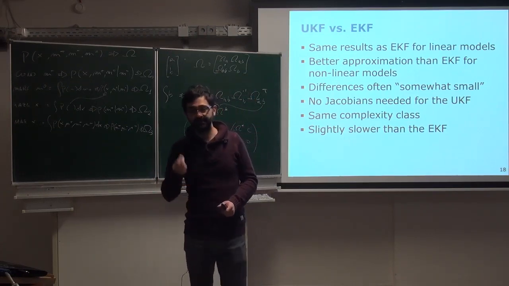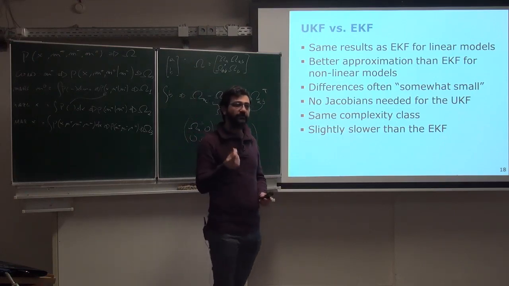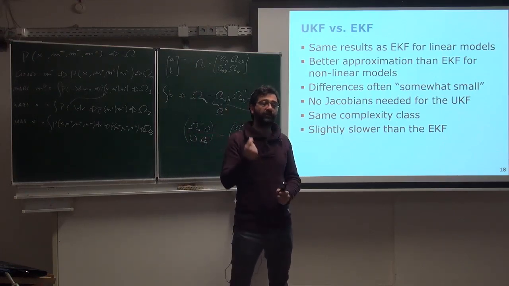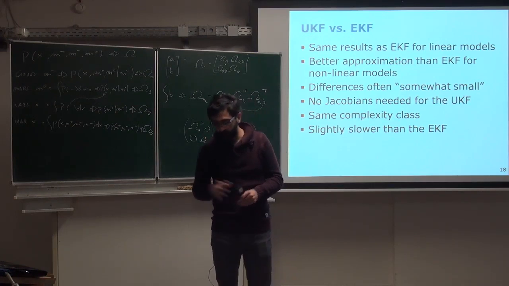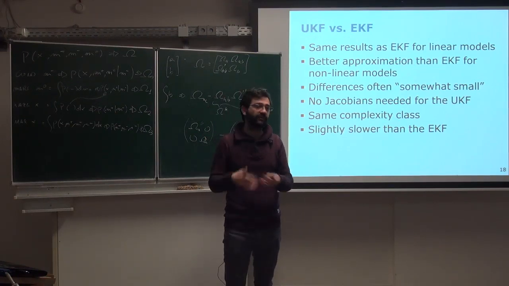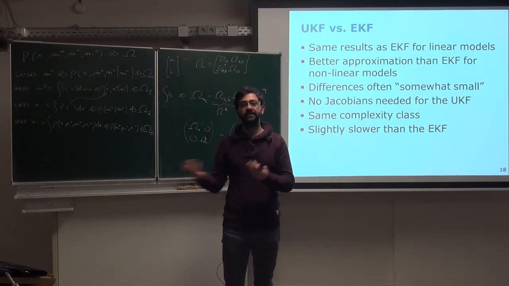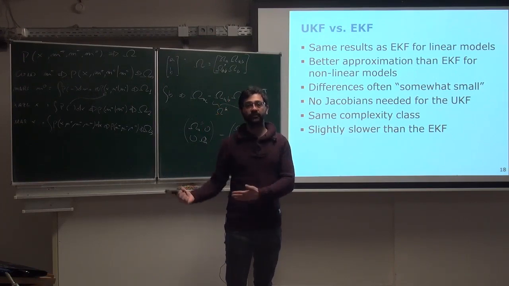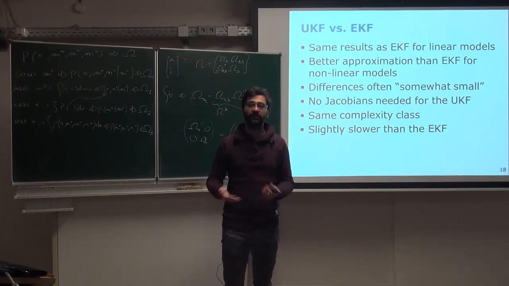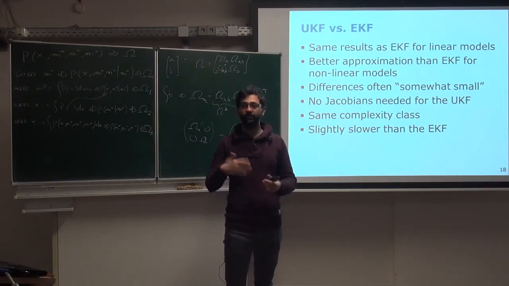But what matters is that the UKF does not need any Jacobians. Okay, so if your measurement function or your motion model comes from an algorithm of some sort, a complex function that is hard to differentiate and to find the Jacobian of, you can still use the UKF because it just needs a pointwise evaluation of your function. But if you want to use an EKF, you need to write down your Jacobian. Of course, you can do it numerically.